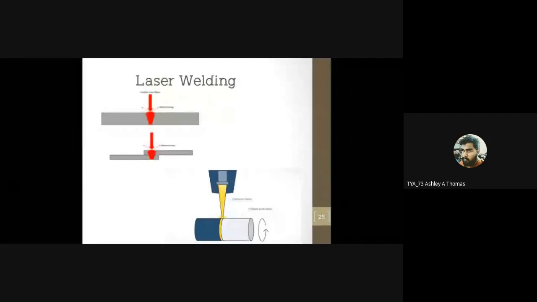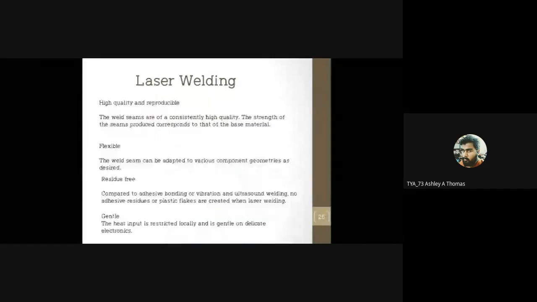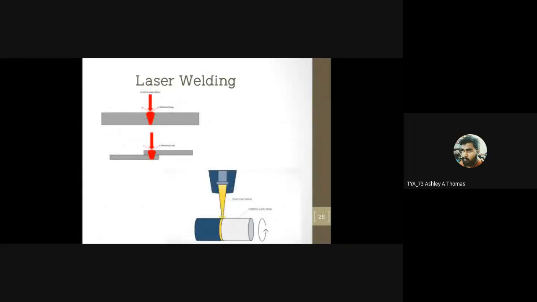Principle is the same. Heat is generated out of absorption, some part from reflection, and some part from transmission. Okay, so these are some of the factors. High quality. Now see, what is happening here? If you compare induction welding and laser welding, where can more focus be obtained?